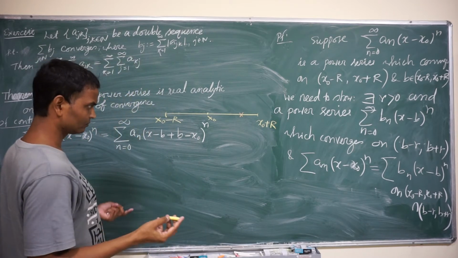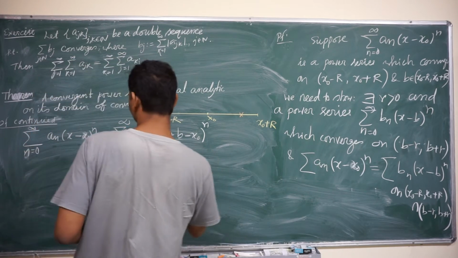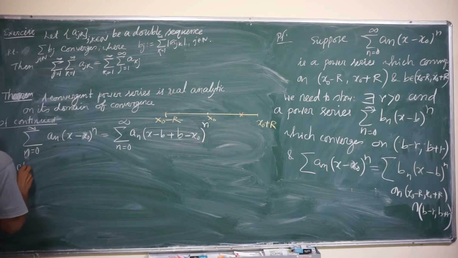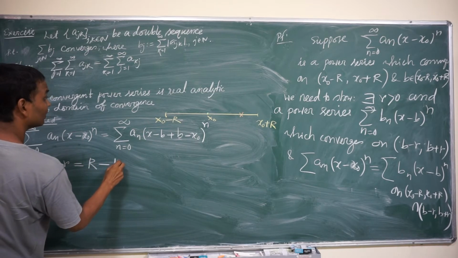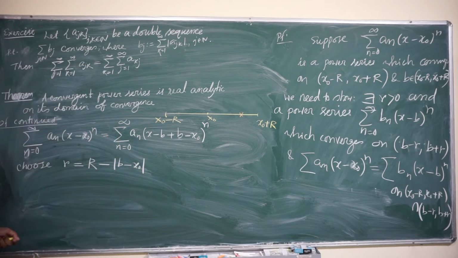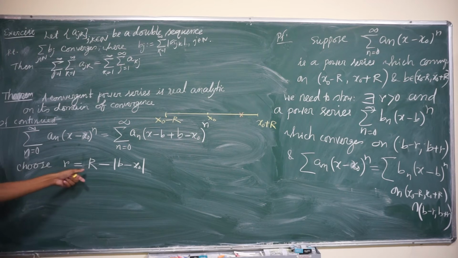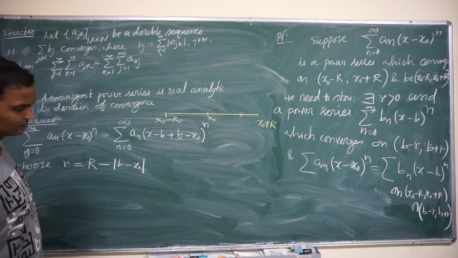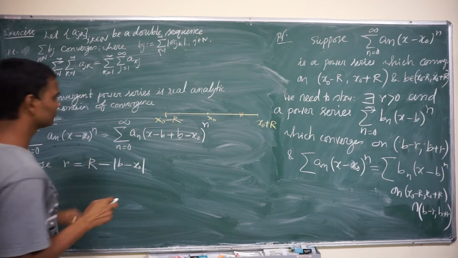So what we want to choose is r as capital R minus mod of b minus x naught. Or we can actually choose any r less than this number. So not necessarily equal, but take r to be equal at this point.